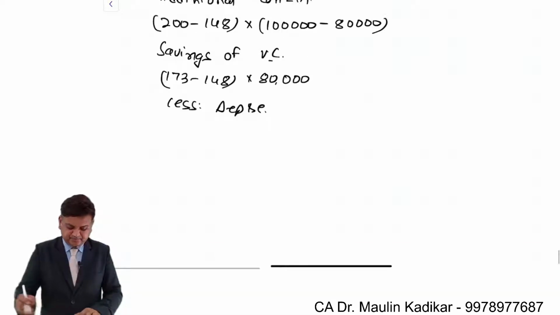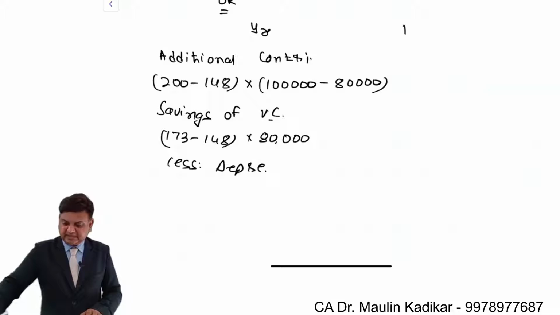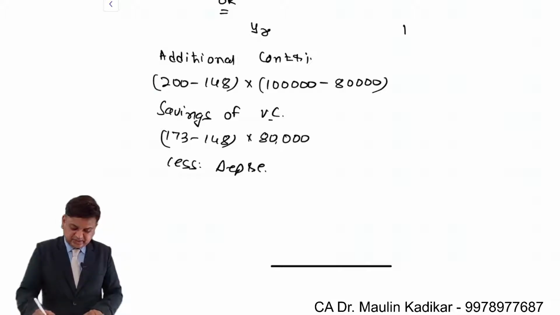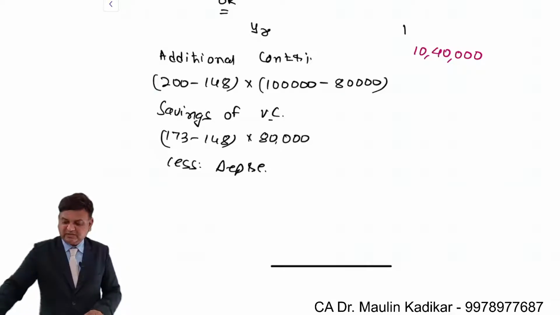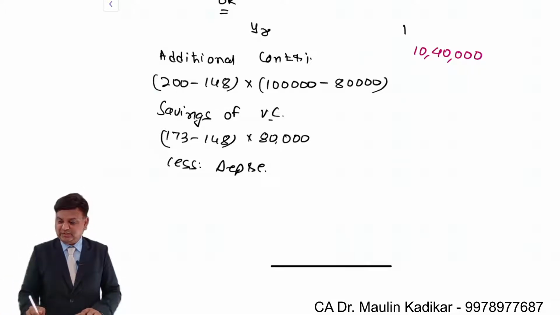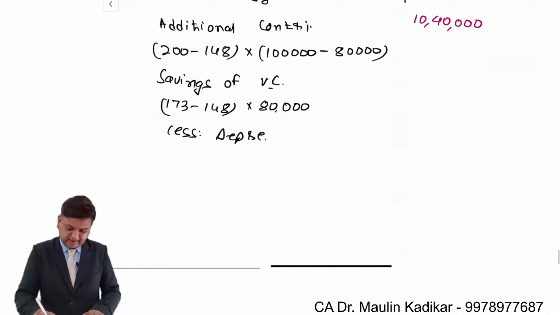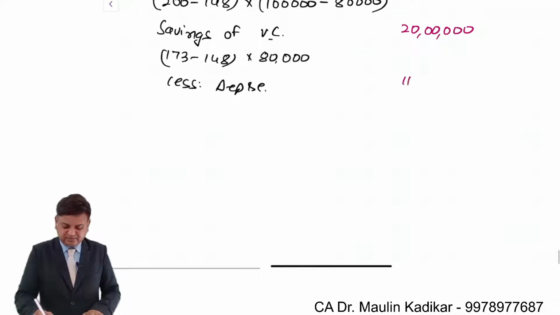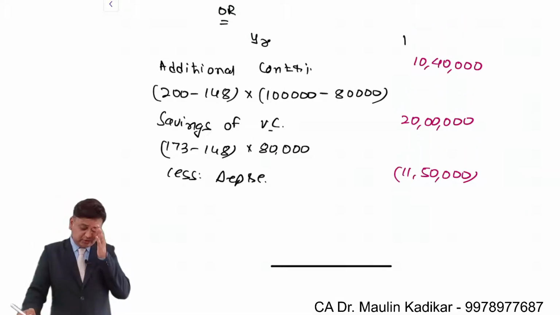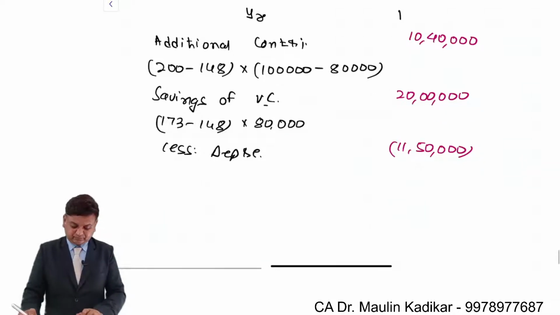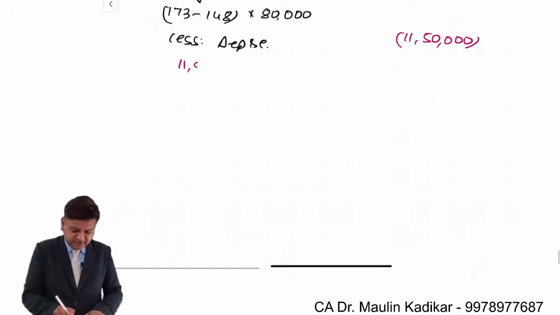Less depreciation. So we understand 1 lakh minus 80,000, so it is 20,000 units into 52. That comes to 10,40,000. 173 minus 148, so savings of 25 into 80,000 existing units. That comes to 20 lakhs. These two are advantages. Less depreciation, 11,50,000. Friends, over here again we are required to compute the differential depreciation. That is 11,50,000 minus 0.